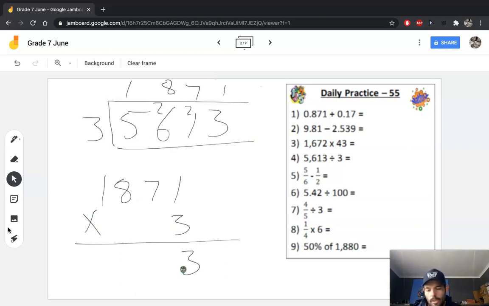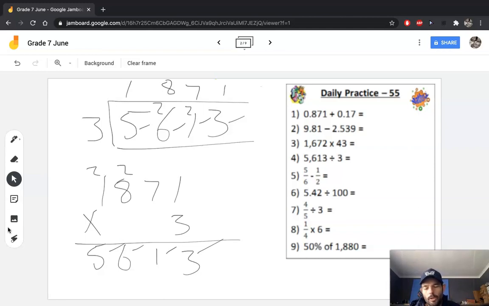So the 3's are the same. The 2's are the same. The 6's are the same. And the 5's are the same. So I'm happy. I can move on to question 5, which is the fraction question.